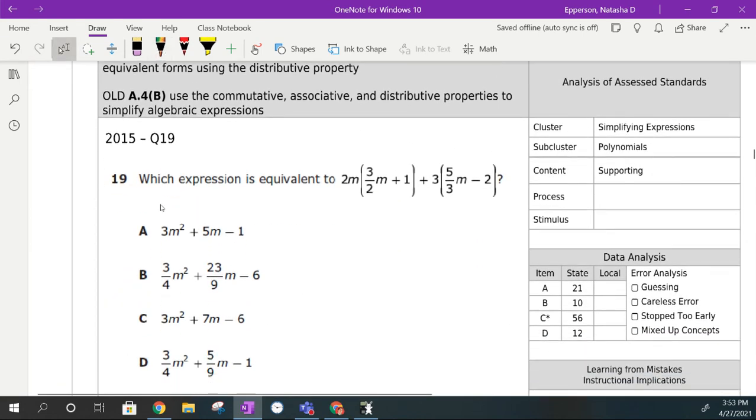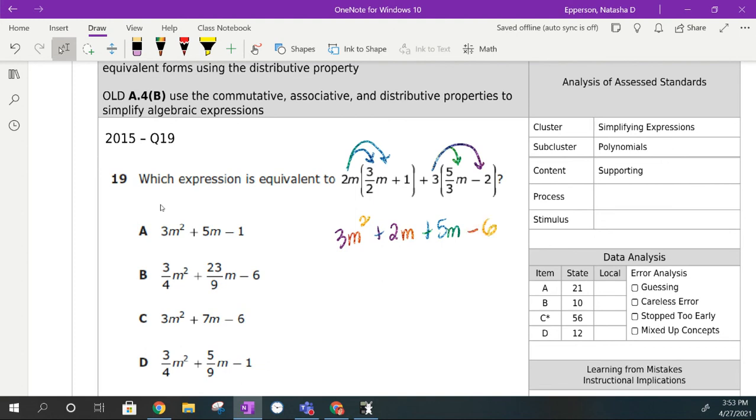Same TEK, we're going to continue on. The 2's are going to cancel out, but the m's are not. That's going to become 3m squared. 2m times 1 gives me plus 2m. We're going to continue: 3 times 5/3 m. The 3's cancel out, so that leaves me with plus 5m. And then 3 times negative 2 gives me negative 6.